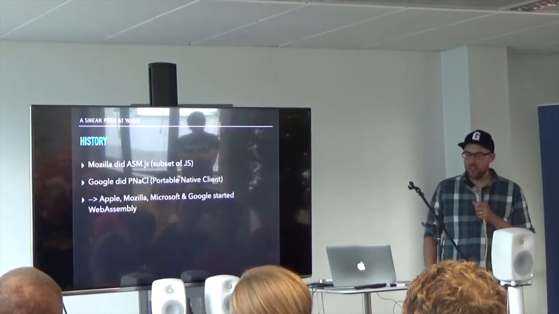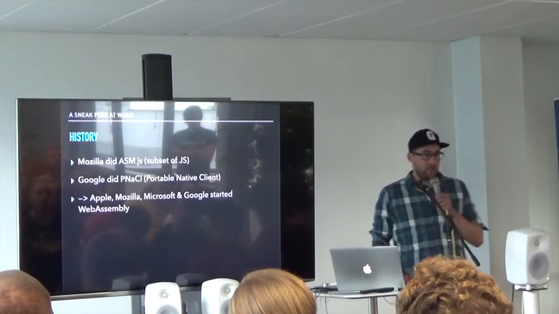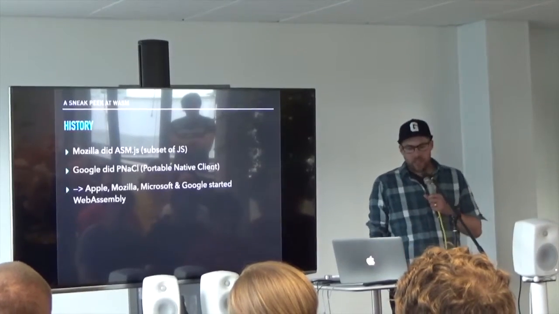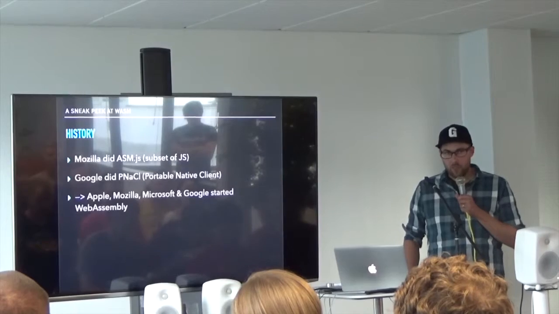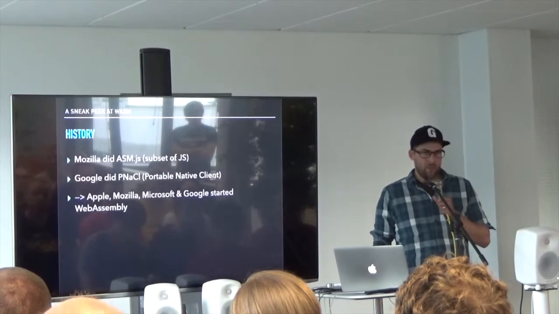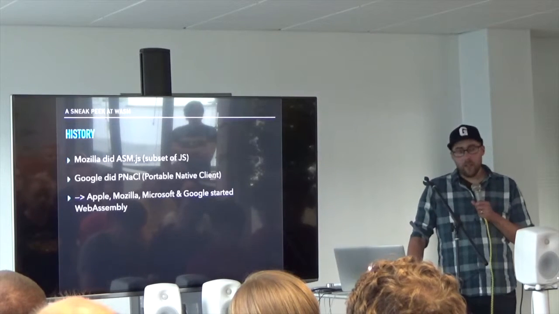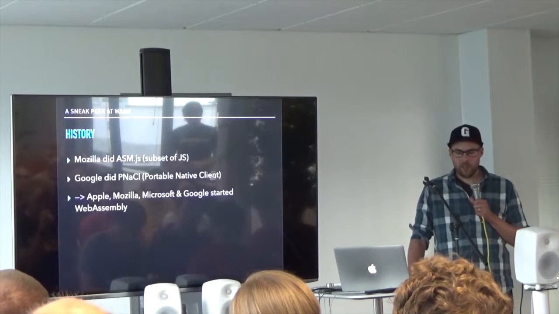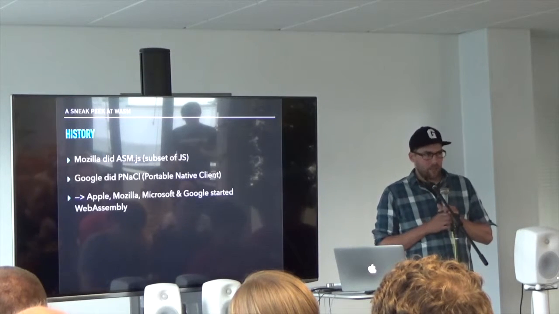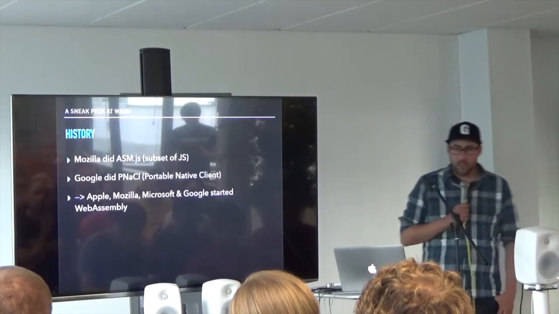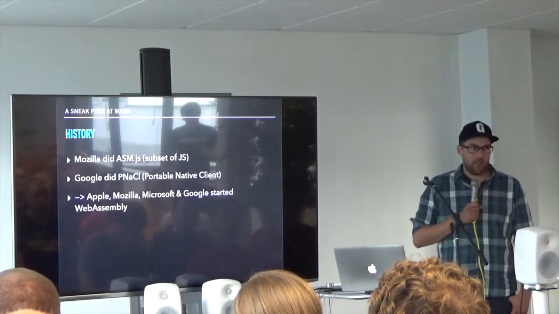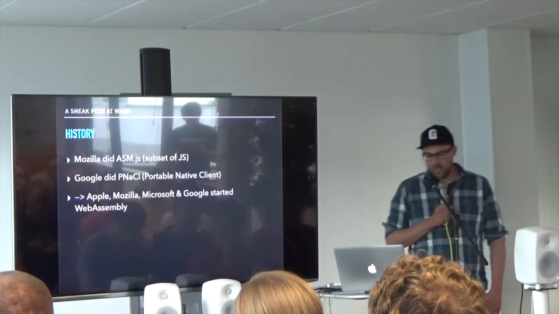So, a little bit about history. First, Mozilla did Asm.js, which, as some of you know, is a subset of JavaScript. It's a specification for writing JavaScript components in a way that can be compiled with static typing. So it's just JavaScript that is optimized for the JavaScript virtual machine in the browser engine. Then Google, pretty much simultaneously, did something similar called PNaCl, or Portable Native Client, which is a completely new ecosystem and needed a completely new implementation from the ground up. So to kill the competition, people from Apple, Mozilla, Microsoft, and Google started working together on WebAssembly, which is now based on Asm.js.